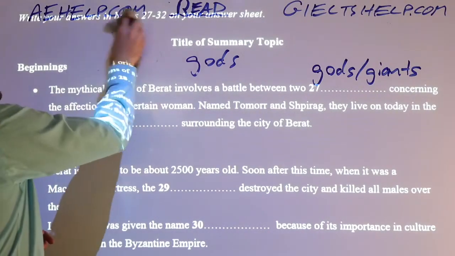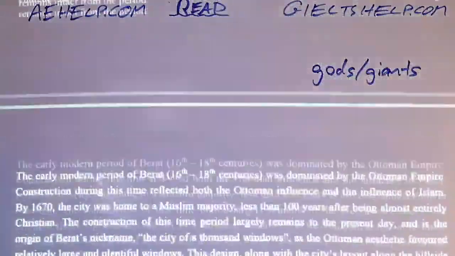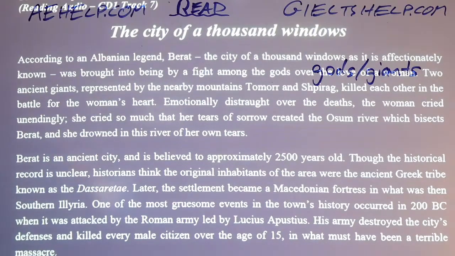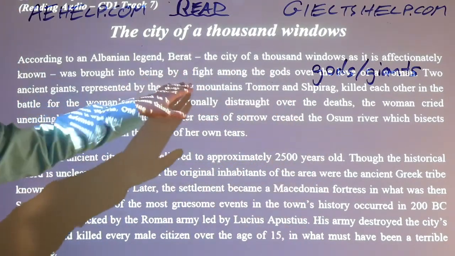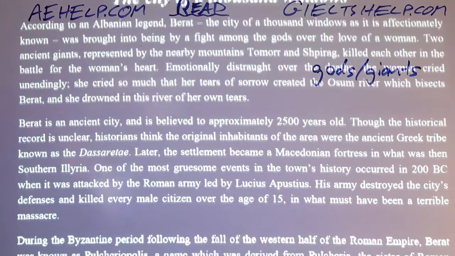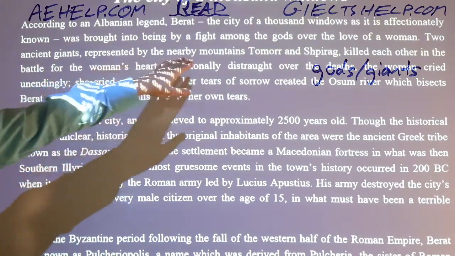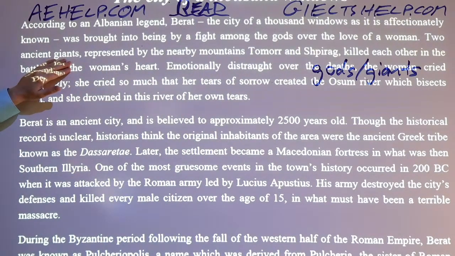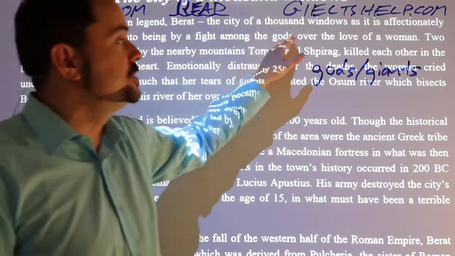All right. Okay, so let's take a look. So gods or giants, one of the two, for sure. So here it says, the city of 1,000 windows was brought into being by a fight among the gods. Okay, so here it says it's a fight among the gods over the love of a woman.